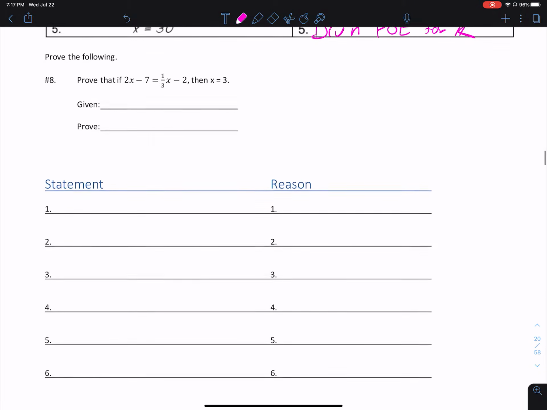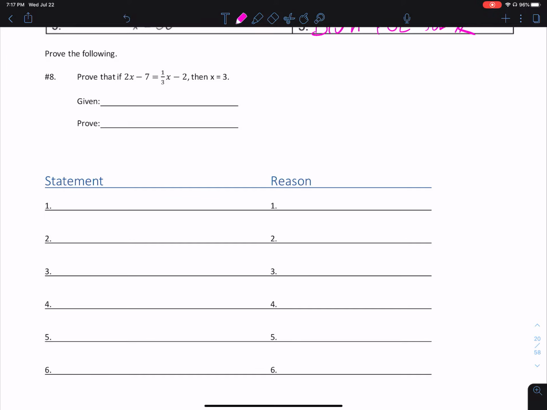Number 8. Prove that if 2x minus 7 equals 1/3 x minus 2, then x equals 3. Given 2x minus 7 equals 1/3 x minus 2. Then your conclusion, x equals 3. First statement of your proof is almost always going to be what's given. Could you write something else as your first step? Theoretically, it's possible. And sometimes the state of Ohio does that on the end of course test, and it irritates me, but you can do it.